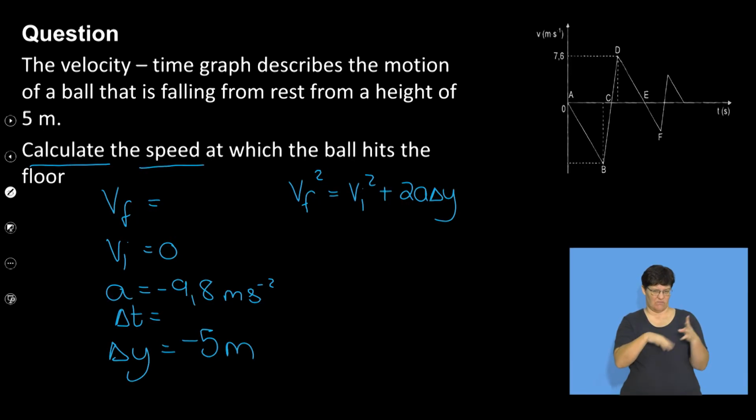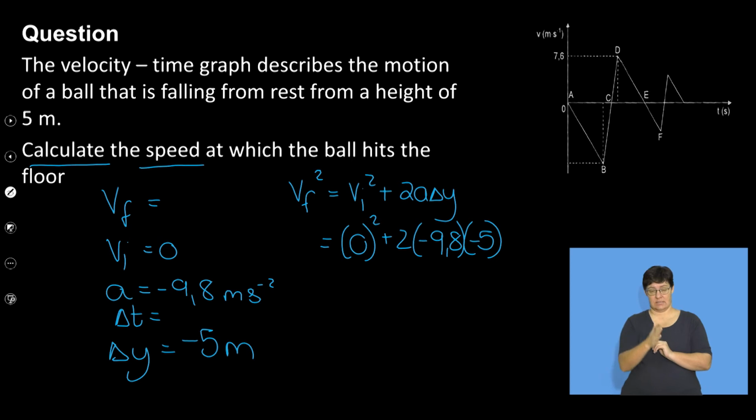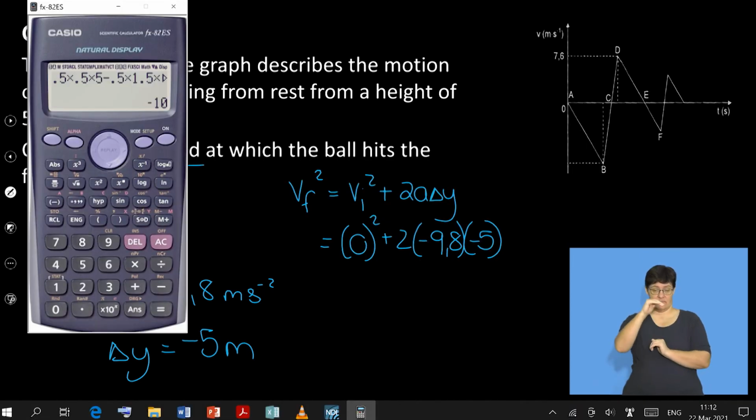So we want VF, VI is 0, minus 9,8, minus 5. So this is V squared. Now we're going to have to pay attention to some maths here. So I've got 2 times minus 9.8 times minus 5, and I get 98.